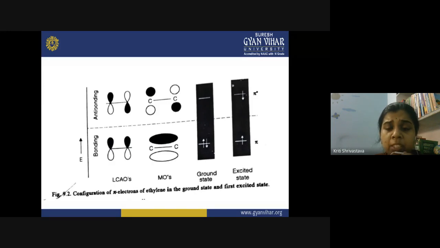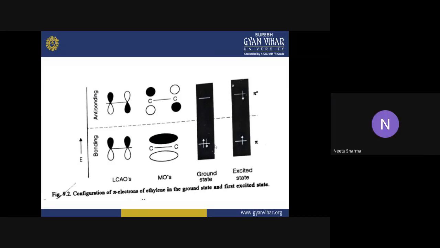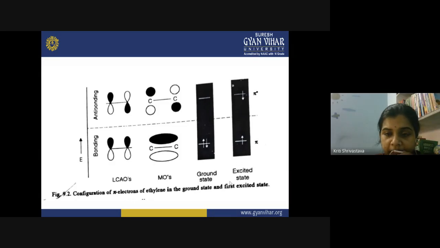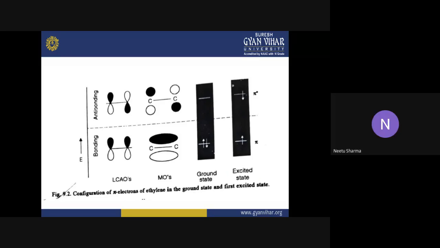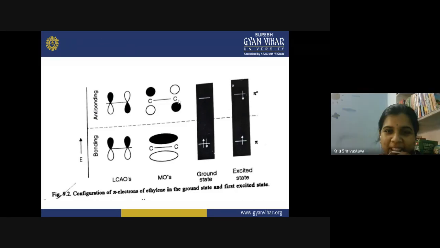So again I am asking you the same question. In the ground state of ethylene, what is HOMO and what is LUMO? Ma'am, HOMO is the pi one and LUMO is the pi star one. Very good. And in case of the excited state of the molecule, in the excited state, rather than having some HOMO or LUMO, we have SOMO.